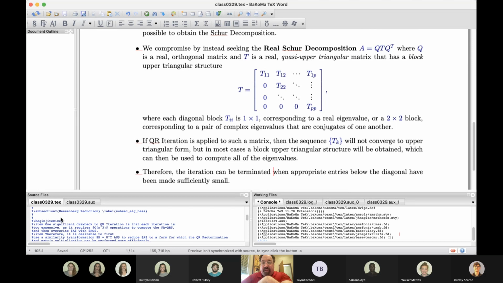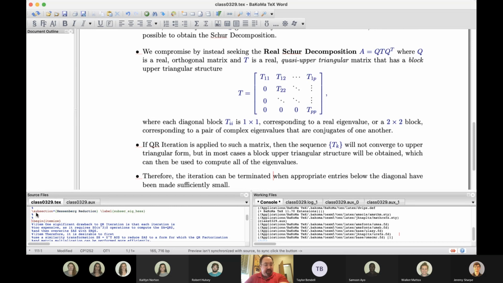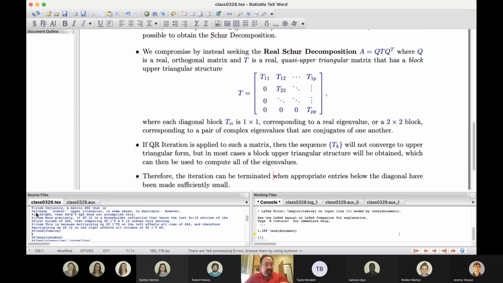So now that we have an idea of what kind of matrix we're trying to get, and we know that the QR iteration, as I've described it, will get us there eventually, the goal now is how to make it reasonably efficient, because at this point, it's not.